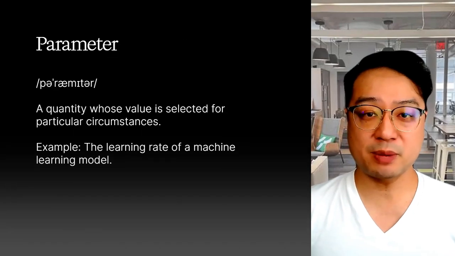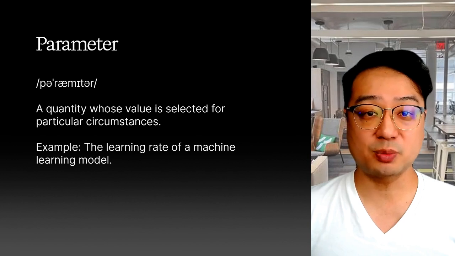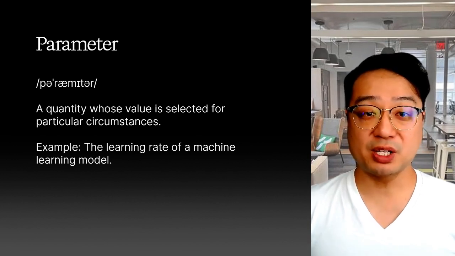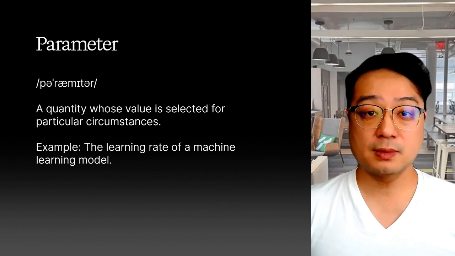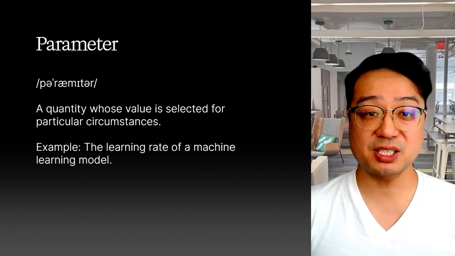Now, let's talk about parameters. These are the values that the model learns during training that determine how it makes predictions. Think of it like adjusting the knobs on a radio to get the best sound quality. The parameters are the knobs, and the training process is the act of adjusting them.